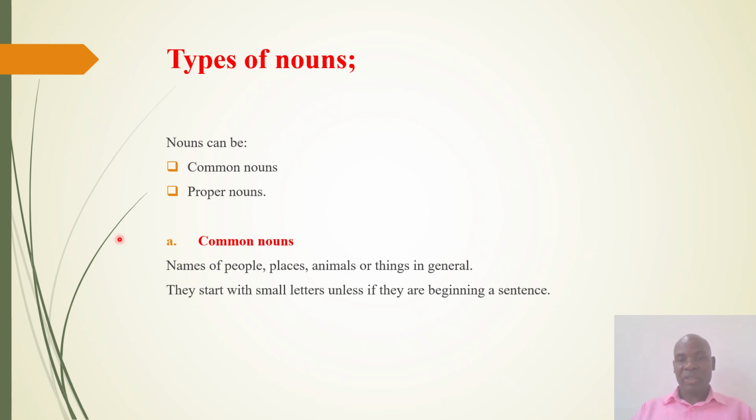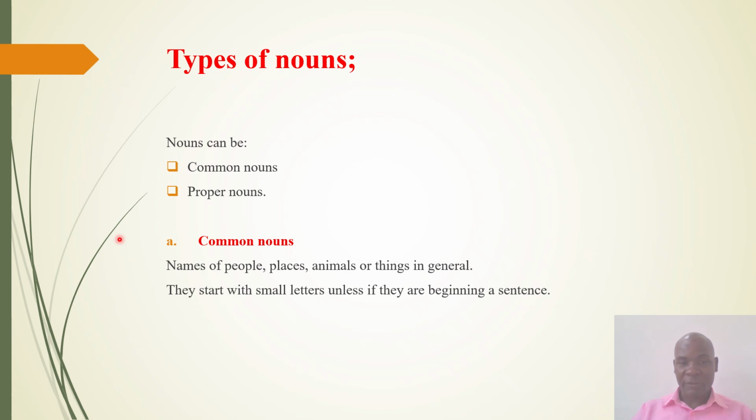When you are talking about something in general, you are referring to it generally, we are going to call it a common noun. One of the features that identifies a common noun is that common nouns always start with a small letter, unless they are beginning a sentence.